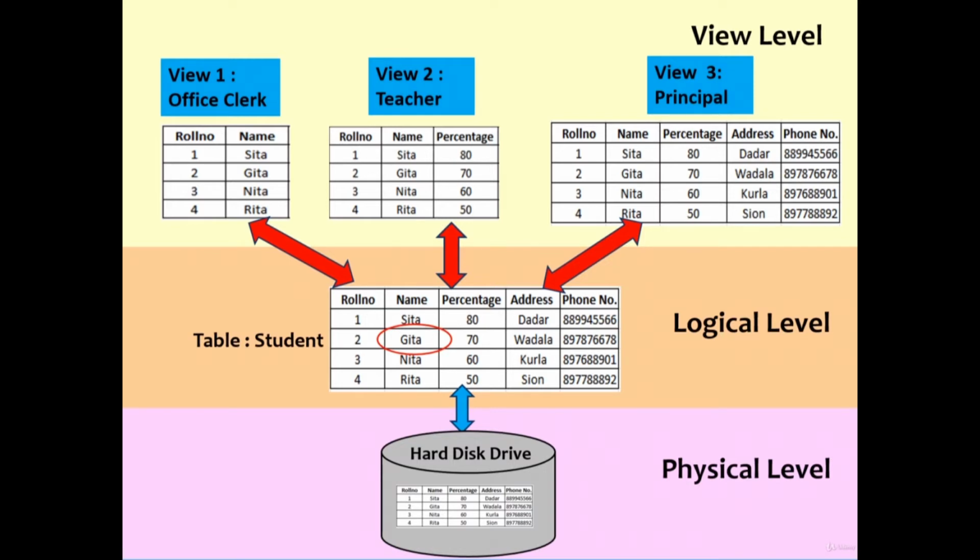View 1 office clerk can access roll number and name from student table. View 2 teacher can access roll number, name, percentage from student table. View 3 principal can access all columns from student table, such as roll number, name, percentage, address, and phone number.